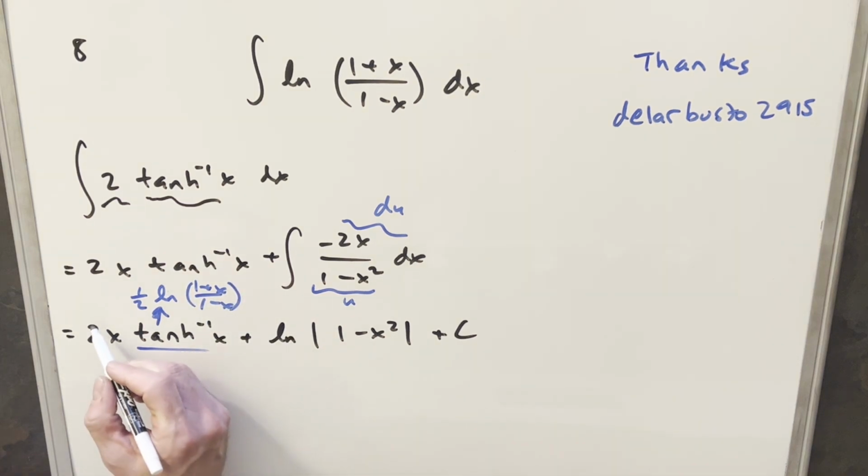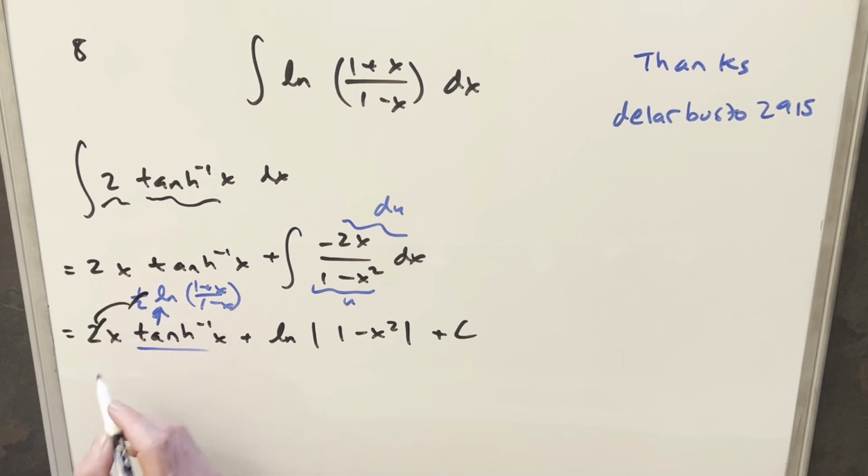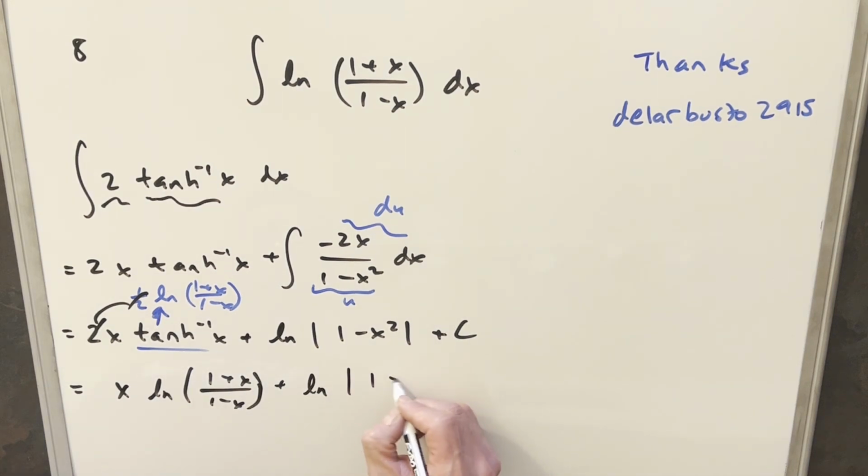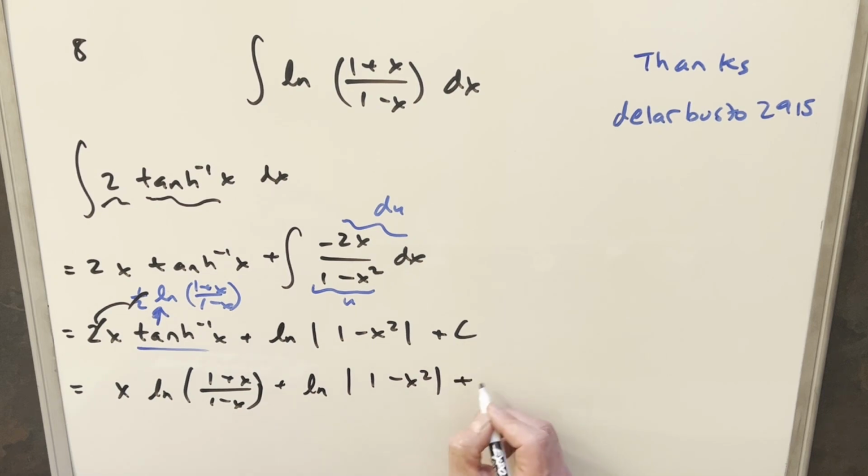So to finish this off, we'll just distribute in this 2 to the 1/2, and that's going to cancel. And so for my final solution, we're just going to have x natural log of (1 plus x) over (1 minus x), plus natural log absolute value 1 minus x squared. Now put a plus c, and that's it.